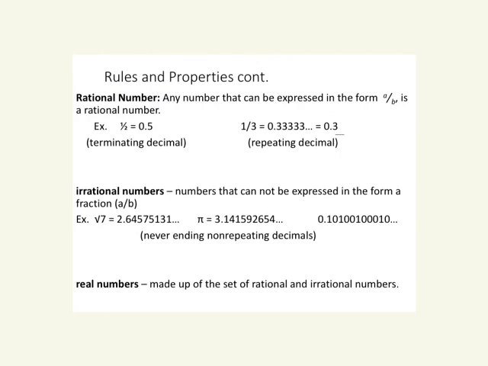All right, this next set of numbers, and this is the set of numbers that we're going to deal with a lot in first semester of Algebra 1, are called the rational numbers. And the definition of a rational number is any number that can be expressed in the form of a over b is a rational number. So more or less any number that can be written as a fraction.